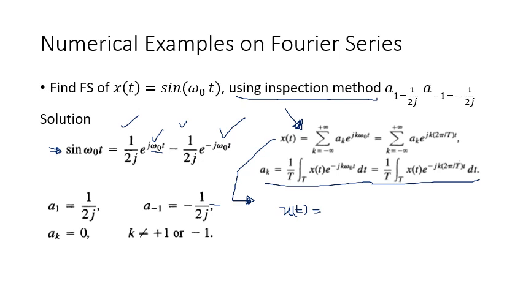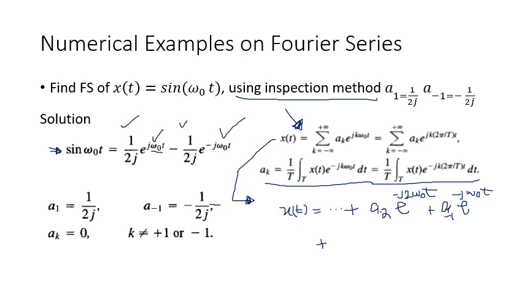Or maybe, if you want to do it in a generalized way, you can say this is equal to blah blah blah, plus, for example, k equals -2. When you replace k here with -2, it will be e power minus j 2 omega naught t, then plus a of -1 e power minus j omega naught t.